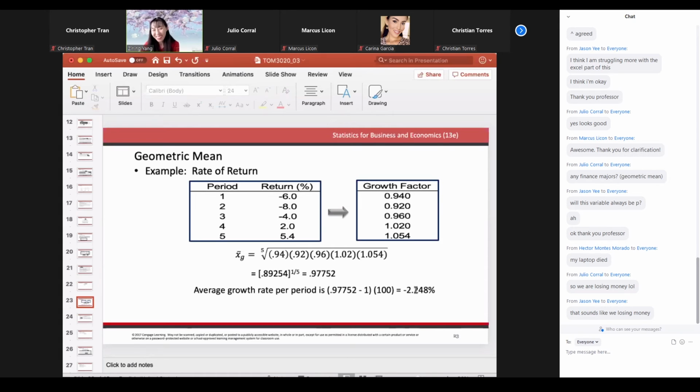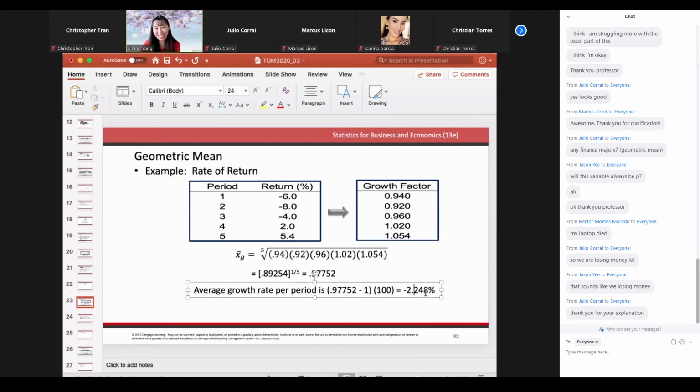Well, yeah, we are losing money with this portfolio. It is a negative rate of return. Yeah, no, don't buy this one.